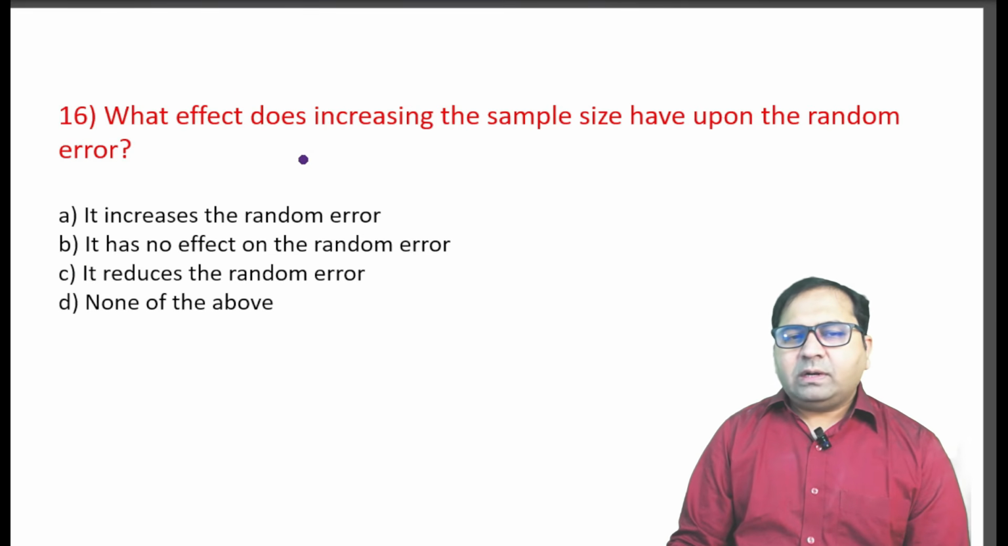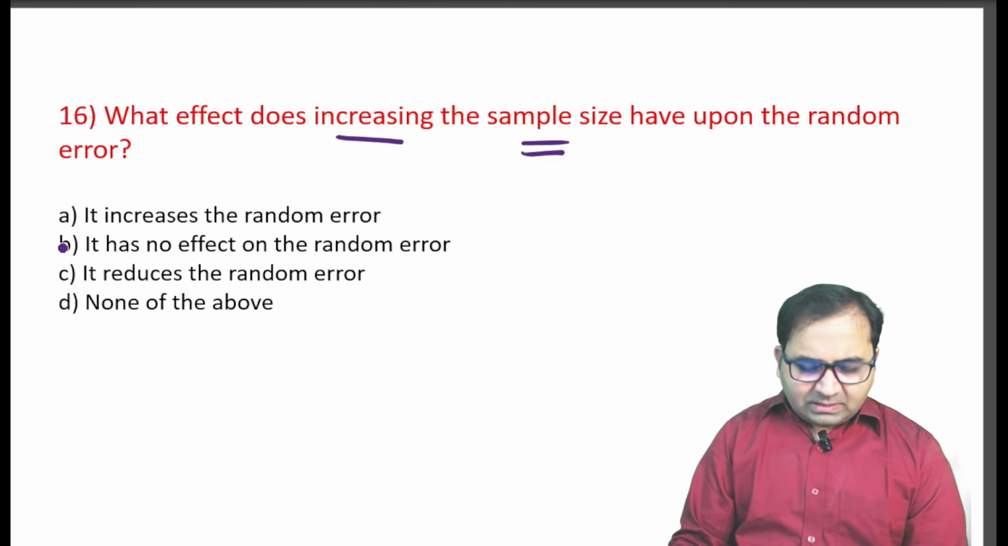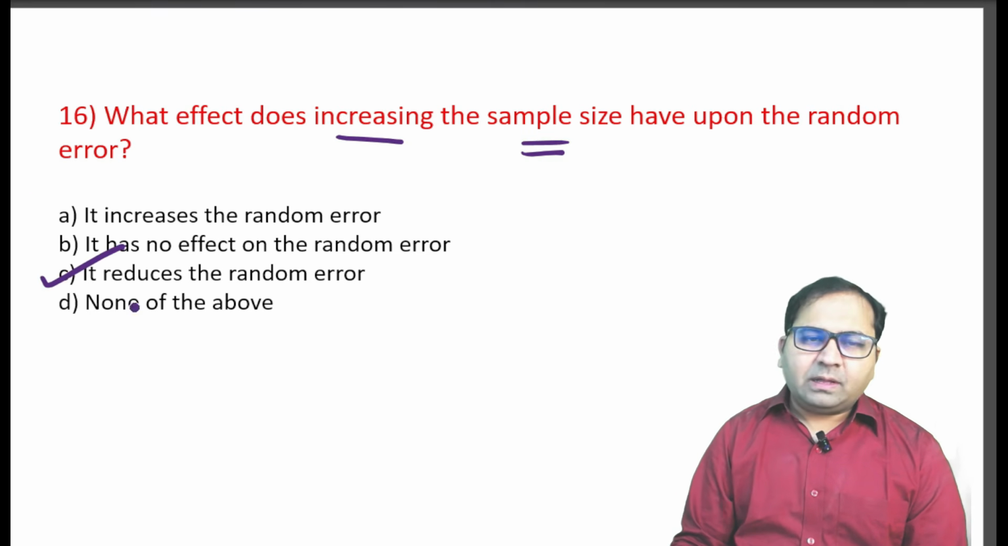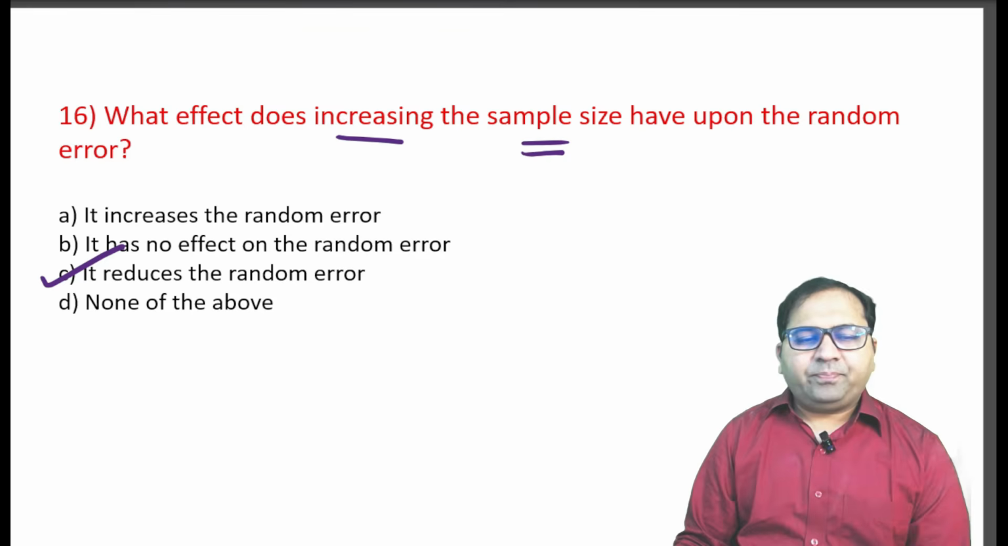What effect does increasing the sample size have upon the random errors? The options are A. It increases the random error, B. It has no effect on the random error, C. It reduces the random error, or D. None of the above. So what will happen to the random error if you are increasing the sample size? The answer is very simple. It is decreasing the random error. It reduces the random error.